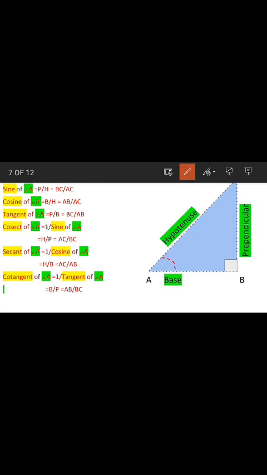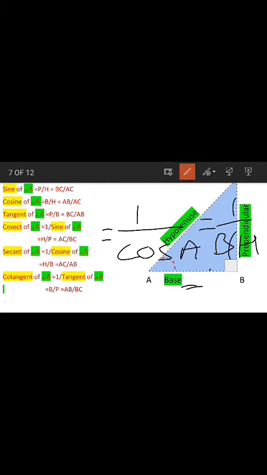Now class, moving to secant of angle A. Secant of angle A class is the reciprocal of cos of angle A, or cosine of angle A. You can say cosine of angle A or maybe the cos of angle A. Both are going to mean the same. So secant of angle A is going to be 1 upon cos of angle A. We know that cos of angle A is base upon hypotenuse. So the reciprocal of it is going to be hypotenuse upon base class.